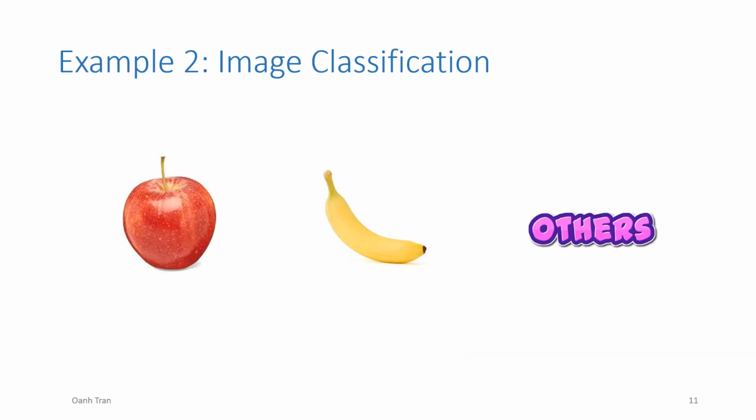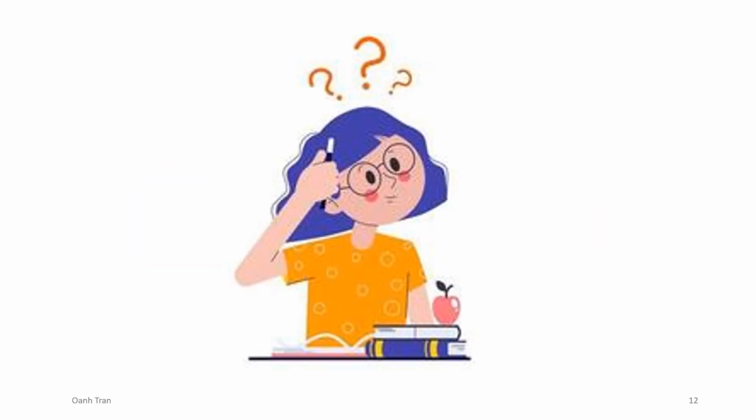Okay, now let's move on to the second example, that is image classification. The problem here is you are given an image capturing something, and I want you to build a classifier to distinguish whether the input image is an apple, a banana, or another type. Try it yourself first. You can pause the video for 5 minutes to think of the answer before looking at the sample answer I show in the next slide.